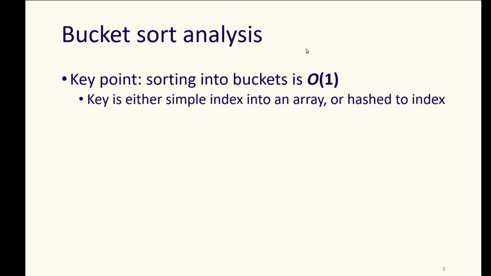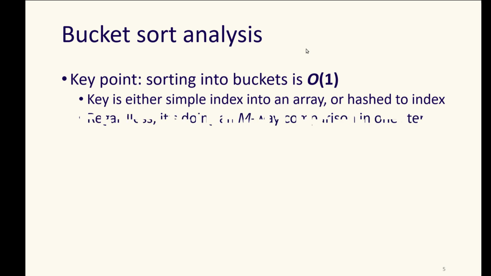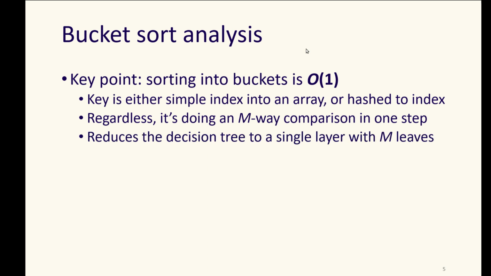Putting something into a bucket is O of 1, for example, in the array situation. Doing the index is not too big of a deal. Or we can use a hash on some data and therefore use the hash value as an index, compile that data down to just a small integer that we then can use as our index in an array or into our data structure. Regardless of that, we're doing an m-way comparison in one step. We're putting it into the right one of those m buckets in a single step. This reduces our decision tree from the example before to a single layer with m leaves.